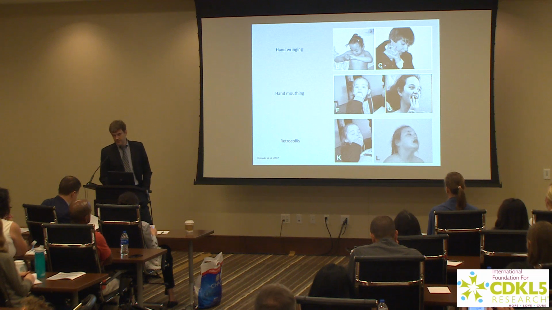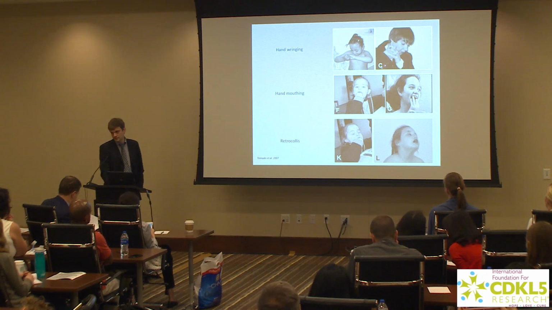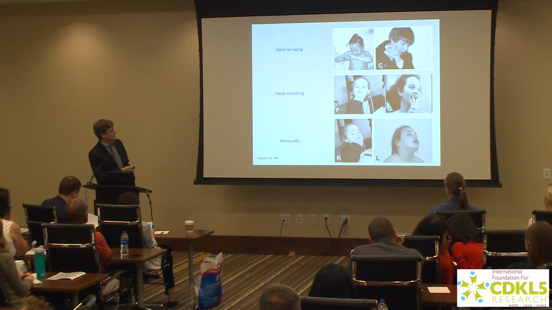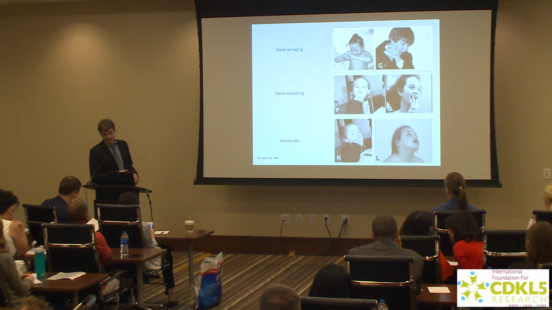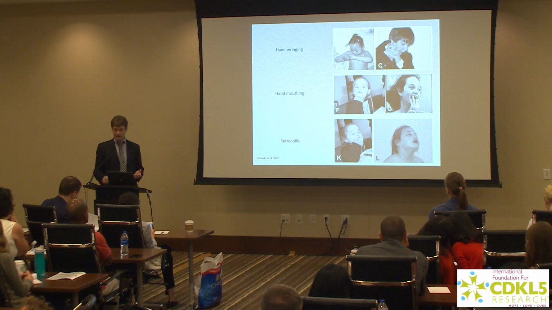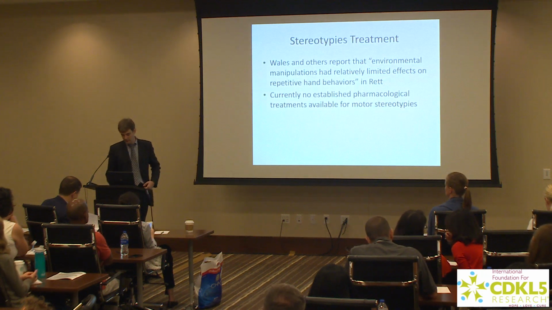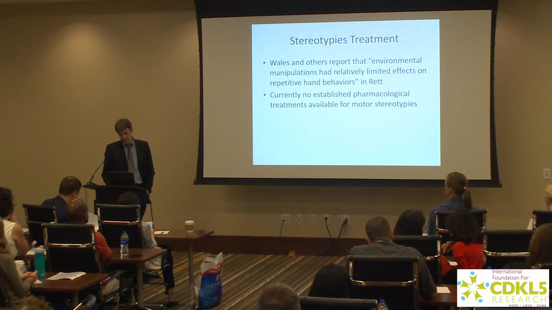Here are just some examples of Rett girls doing these various stereotypies, the hand-wringing, hand-mouthing. Retrocollis is on the spectrum of stereotypical behavior versus dystonia. So they're on a spectrum there.